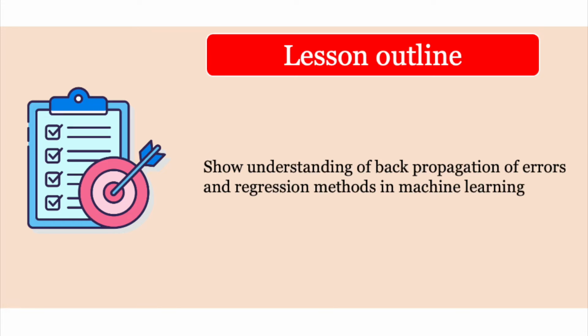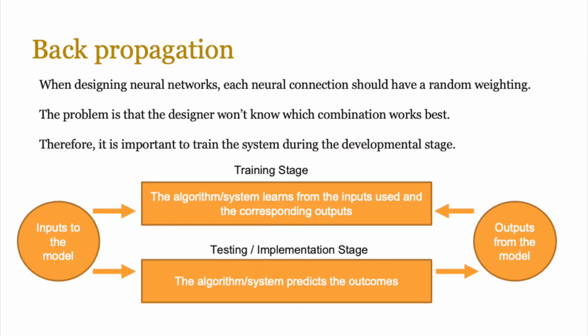This lesson is the final one in the artificial intelligence section, and we'll be covering how backpropagation of errors actually works and how regression methods are used in machine learning. Now, you might have encountered these terms when we were discussing the various different models for machine learning and how deep learning and neural networks work. So it's quite apt for us to understand these two vital terms in a bit more depth. So let's start by looking at backpropagation.